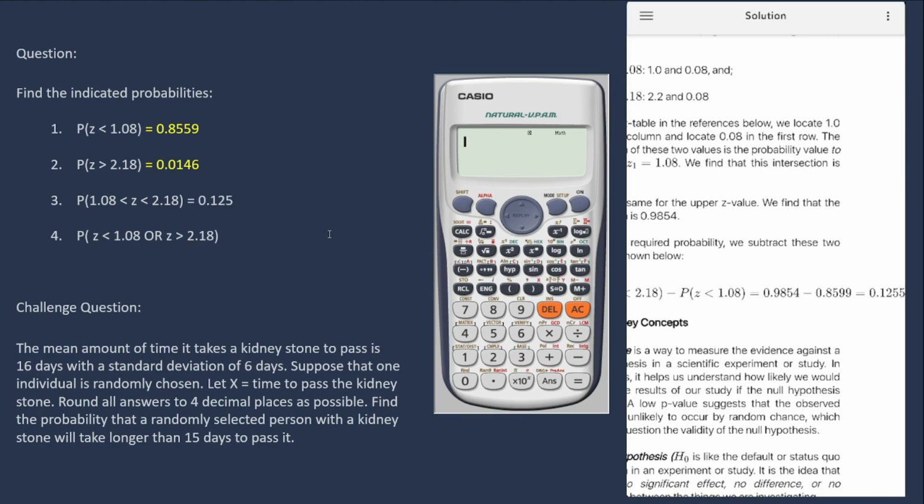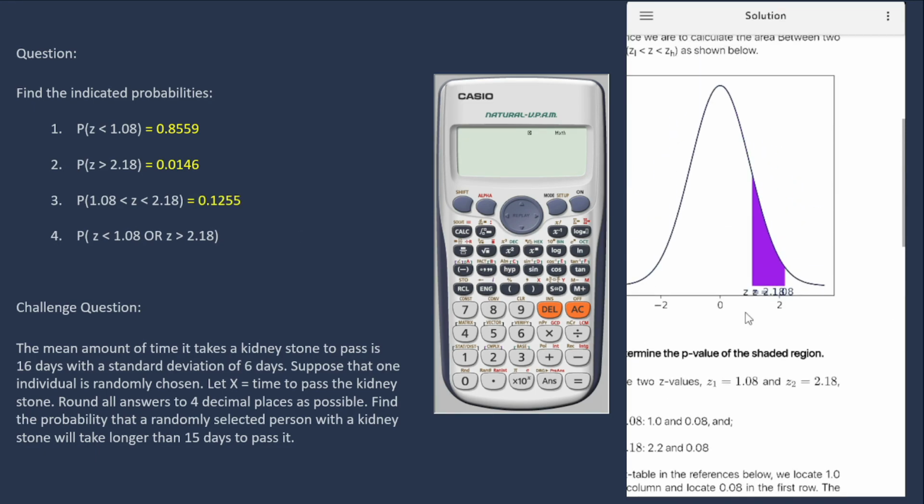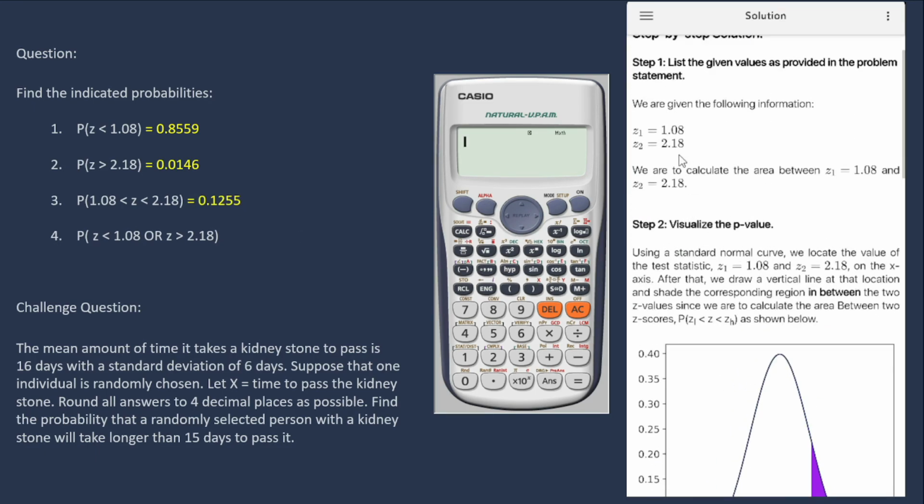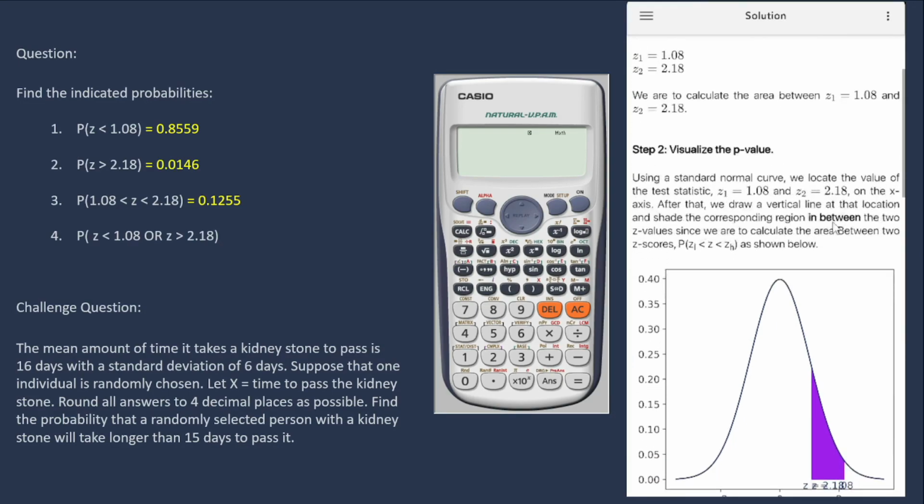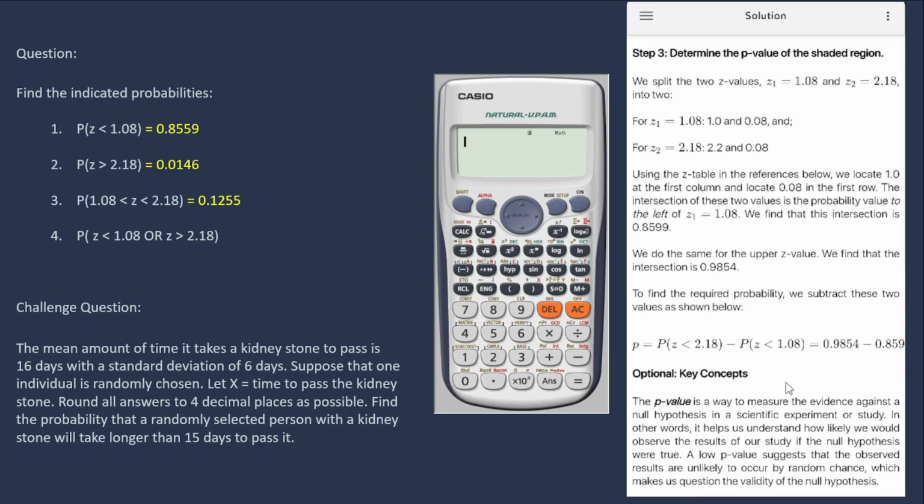It's equal to 0.1255. Now, what's notable in this particular solution is that we have two z-scores, a z lower and a z upper value. And we can actually observe that in the visualization part. So the required area is between z equal to 1.08 and z equal to 2.18. To determine the area in between these two z-scores, we have to determine the area to the left of two z-scores, to the left of 2.18 and to the left of 1.08.